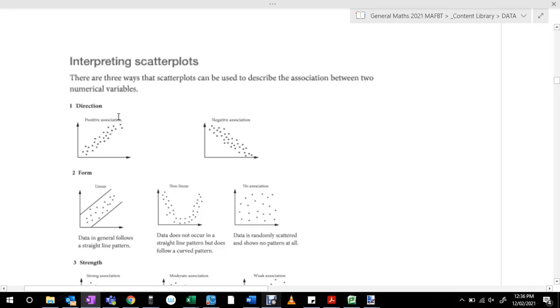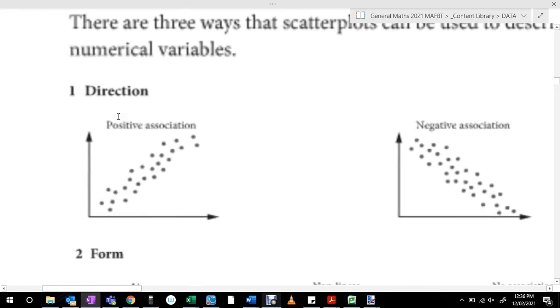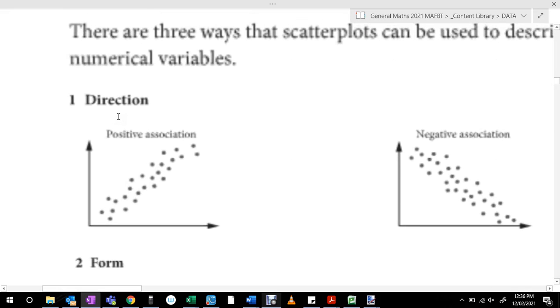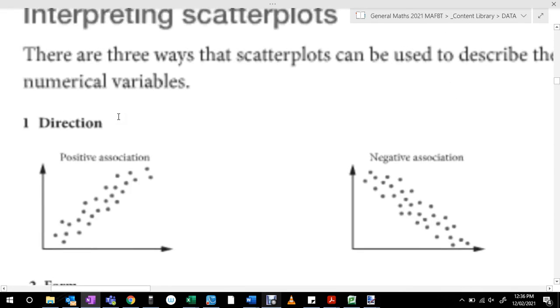Yes? What's the difference between linear and positive? So linear means there's a straight line that you can draw through. Positive talks about which way the dots are going, up or down. We'll get to it in a second. So just calm down.